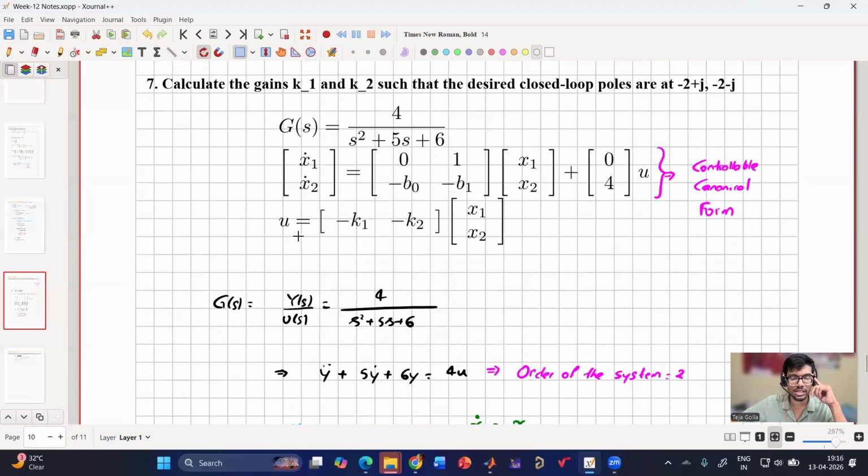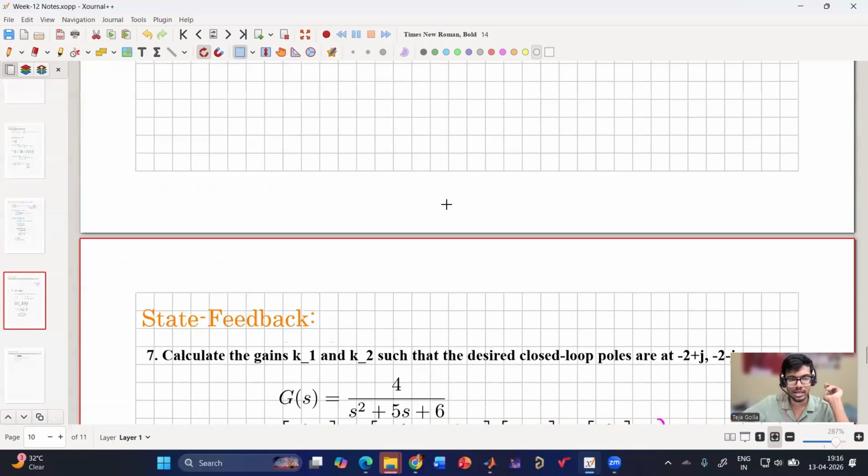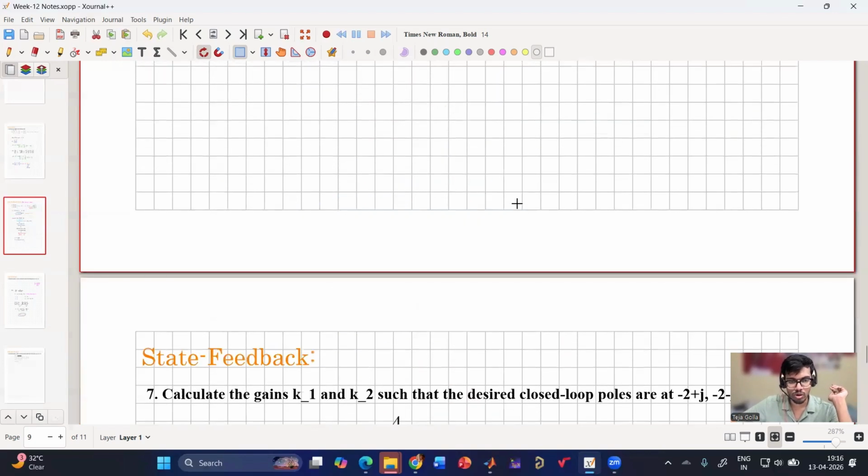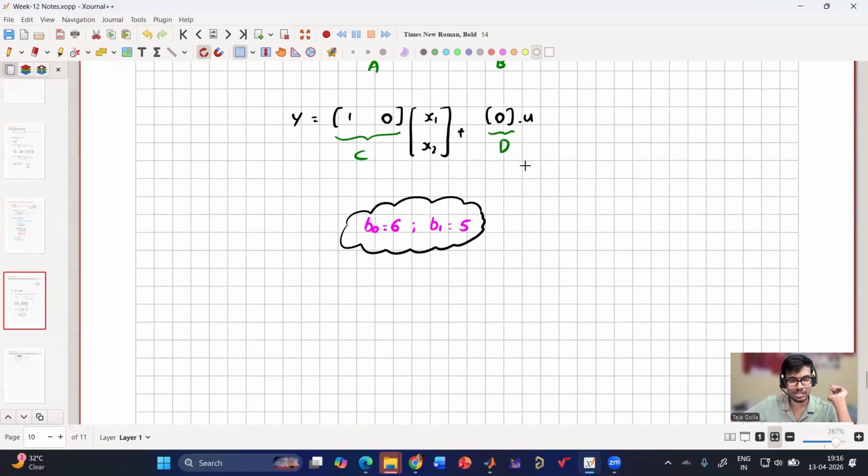So now they are asking u equals minus k1, k2 times x1, x2, because minus k into x, basically k is k1, k2. It's a matrix because it's a second order system, two states. And then they're asking what is k1 and k2 such that the desired closed loop poles are at minus 2 plus j and minus 2 minus j. So it's a second order system, right? A minus bk, it's a second order system, and they have given the poles of that.